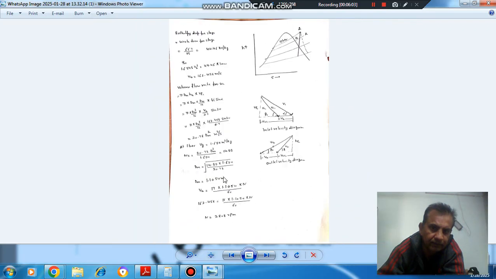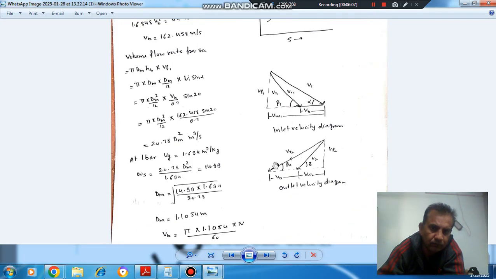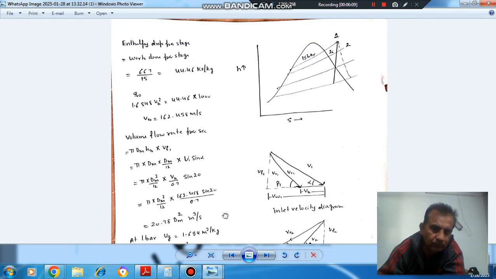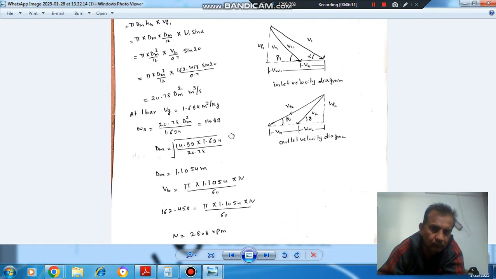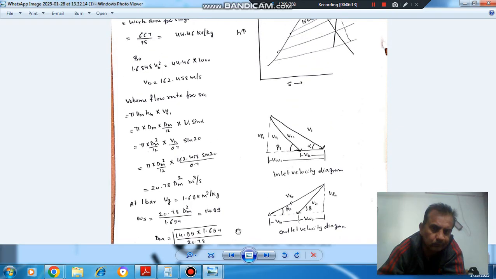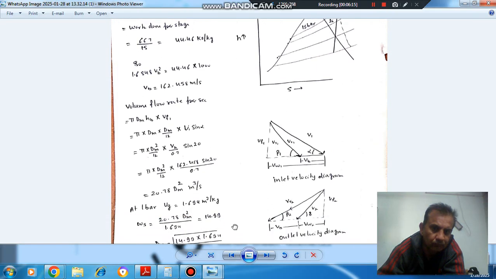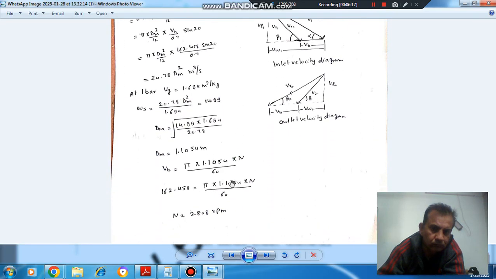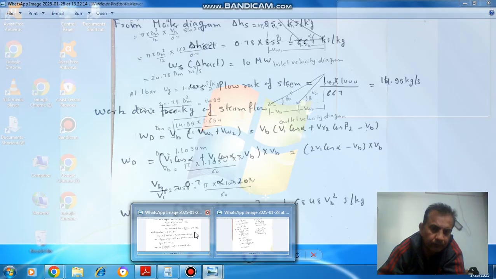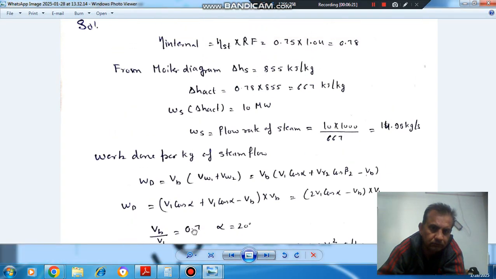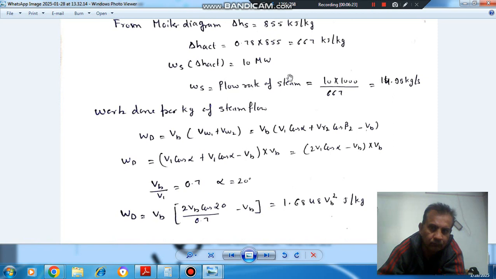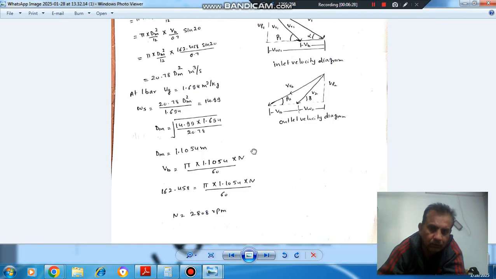So this is the second part. This is the HS diagram. This is the inlet velocity diagram. This is the outlet velocity diagram. These are the calculations.